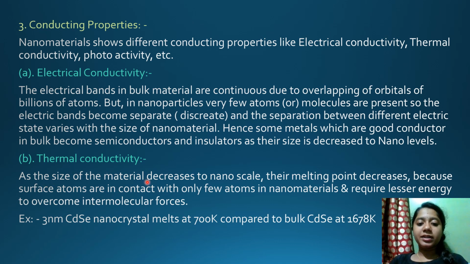As the size of the material decreases to nanoscale, their melting point decreases because surface atoms are in contact with only a few atoms in nanomaterials and require less energy to overcome intermolecular forces. Example: a 3 nanometer cadmium selenide nanocrystal melts at 700 Kelvin compared to bulk cadmium selenide at 1678 Kelvin.